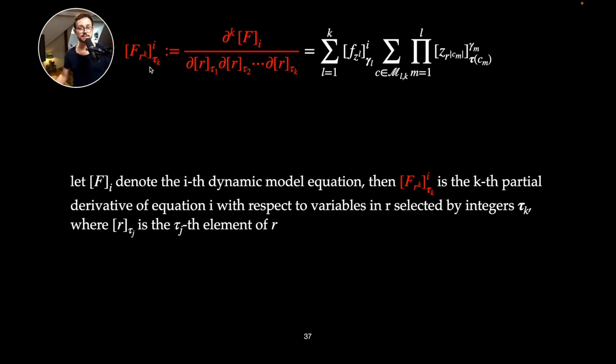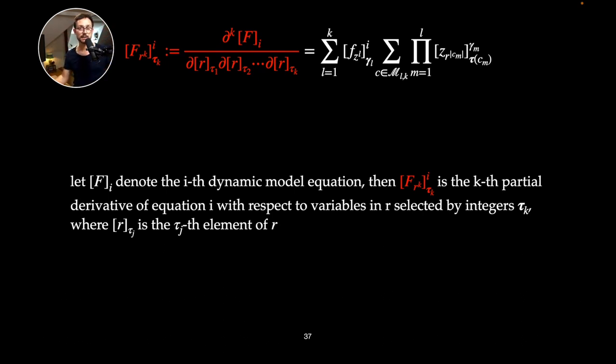Again, this is a tensor, right? So I have an I up here. I have rk as a subscript to uppercase F, and I have this boldface compressed tau k vector below here. So what is this notation for? Well, first of all, let's denote the tensor, right?